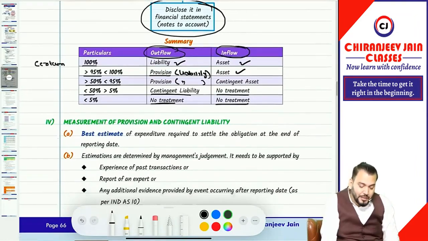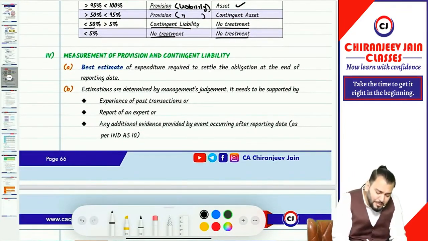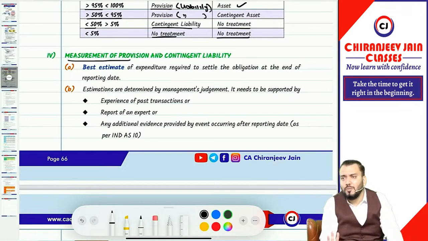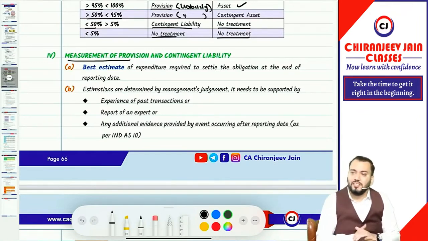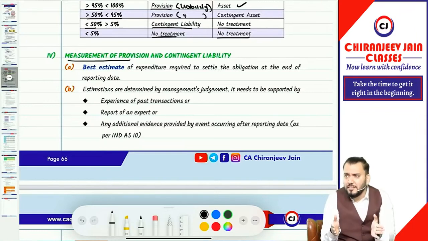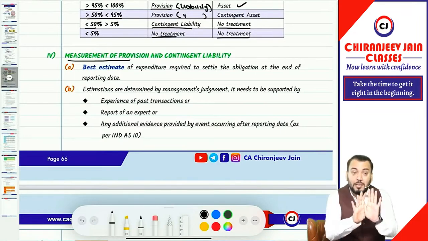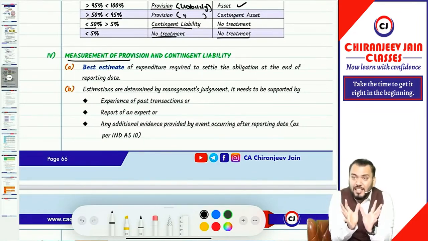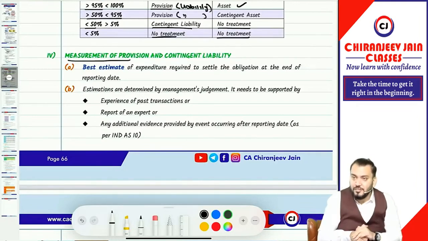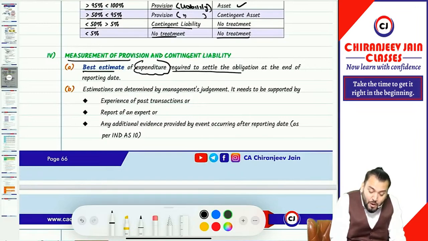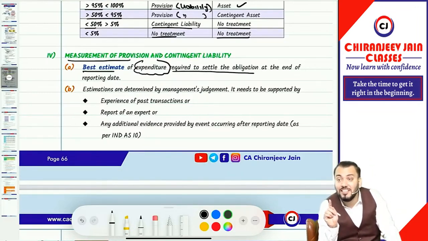Got it? Yes, sir. Now coming to measurement. Measurement is very simple from the exam point of view. Whenever I say measurement, it should be the best estimate, meaning a reasonable, reliable estimation. So Ind AS 37 says you should make the best estimate of the expenditure required to settle the obligation at the end of the reporting period.